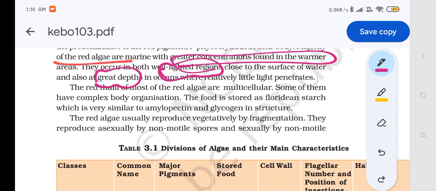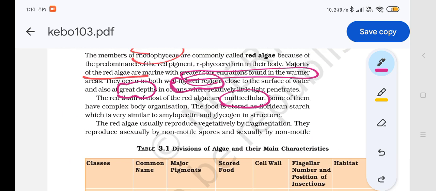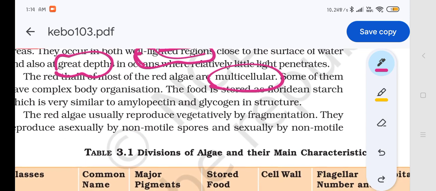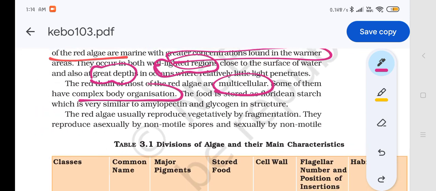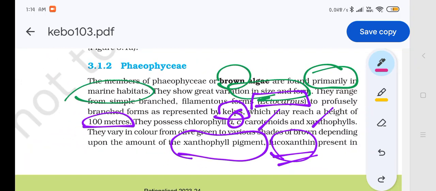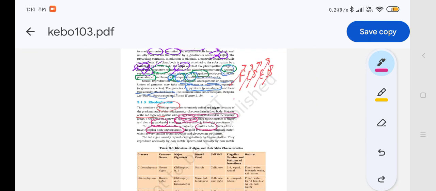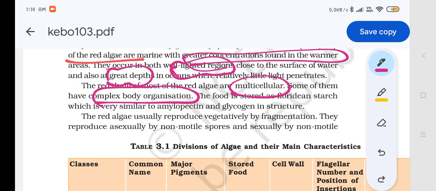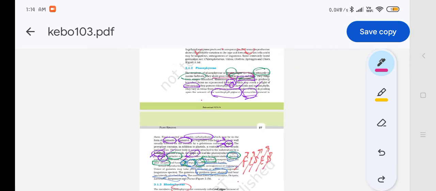The red thalli of most of the red algae are multicellular. Some of them have complex body organization. They just show great variation in size and form in brown algae, while red algae have complex body organization. The food is Floridean starch, which has a structure similar to amylopectin and glycogen. Floridean starch, amylopectin, glycogen.